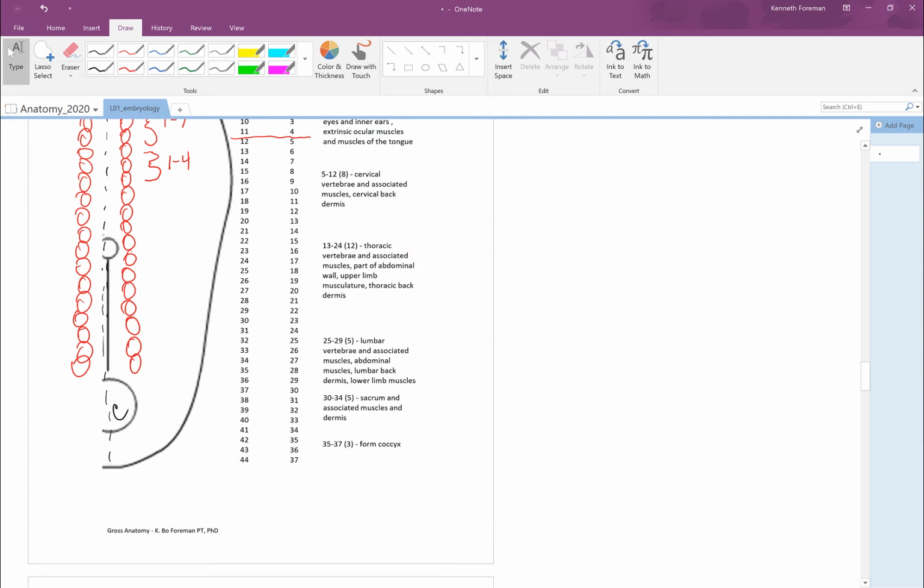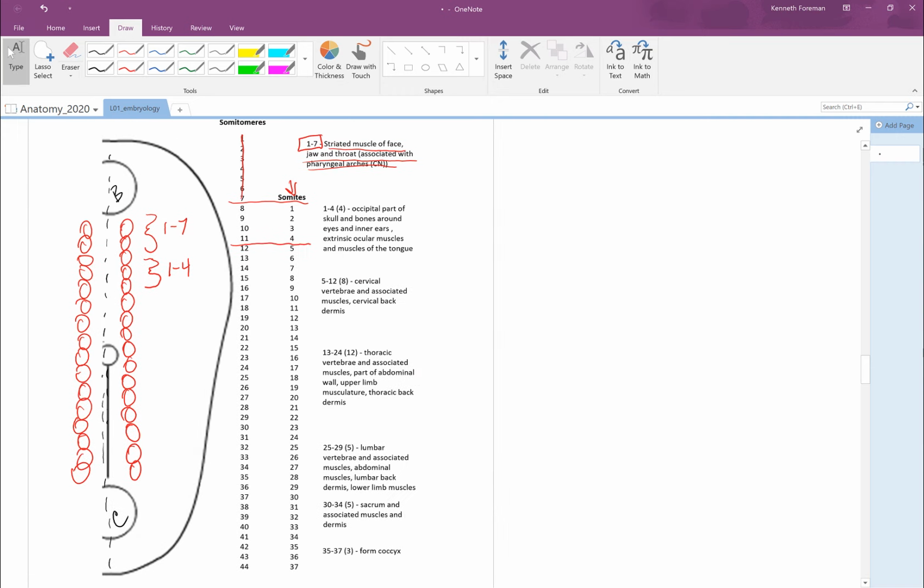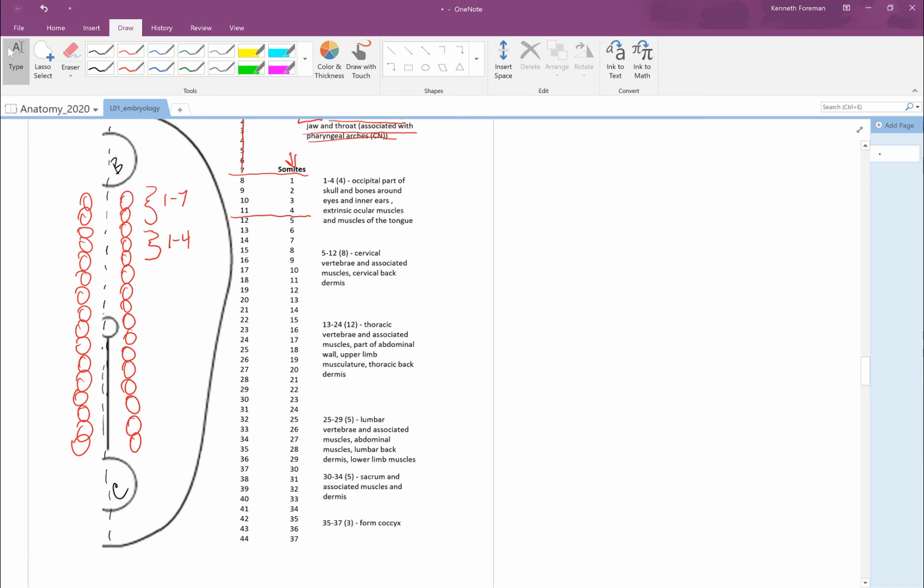And I should step back. With the somitomeres, there's actually 44 pairs, and then with the somites, there's 37 pairs. I apologize for that. You can see it right here. I think I may have said that incorrectly before. So somitomeres, there's 44 pairs. Somites, there's 37 pairs. The first 4 are going to contribute to the base of the skull, basically the occipital part of the skull and bones around the eyes and inner ears, extrinsic ocular muscles, and muscles of the tongue. Those are going to be the first 4 somites, or somitomeres 8 through 11.